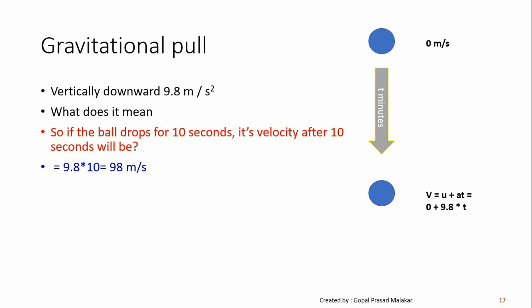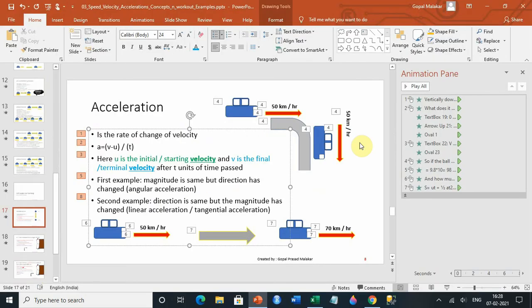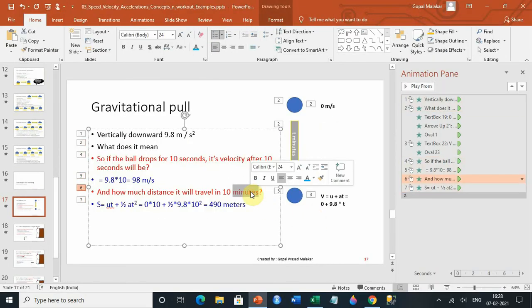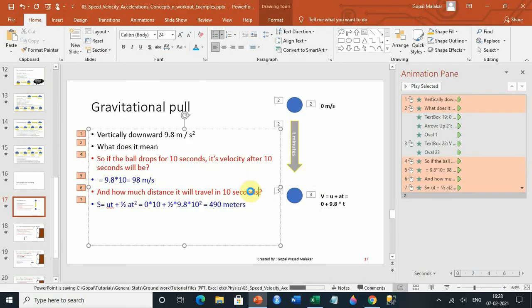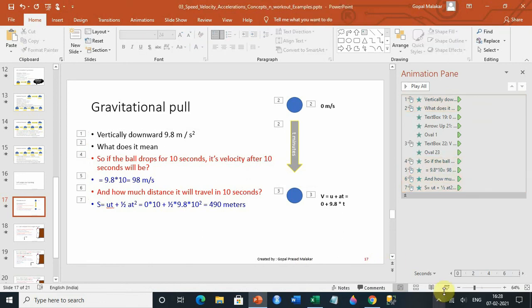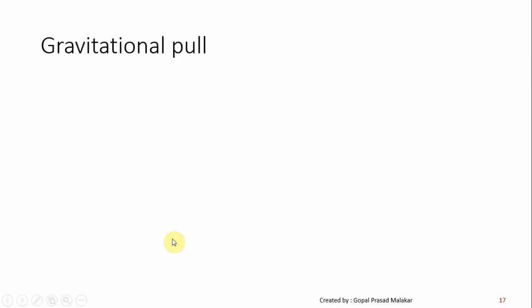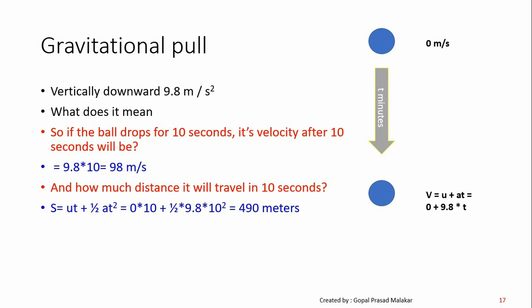Now let me ask you, how much distance will a ball travel if you have dropped it for 10 seconds? Sorry, 10 minutes is wrong here, 10 seconds. In 10 seconds, it will travel ut, which is 0, into 10, plus half into 9.8 into 10 square, which is 490 meters.